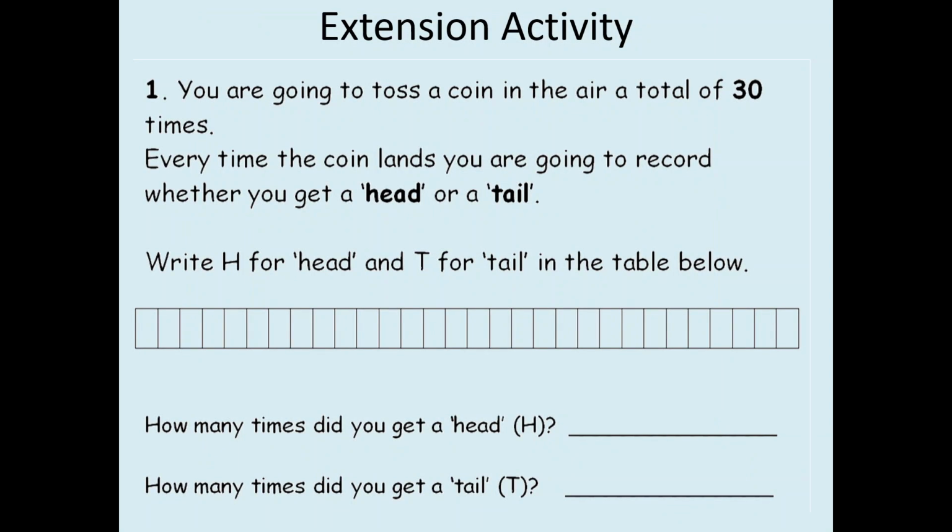Now some extension activity. You are going to toss a coin in the air a total of 30 times. Every time the coin lands, you are going to record whether you get a head or a tail. Write H for head and T for tail in the table below. How many times did you get a head, H? How many times did you get a tail? This is your activity.